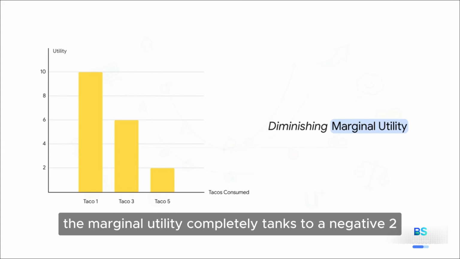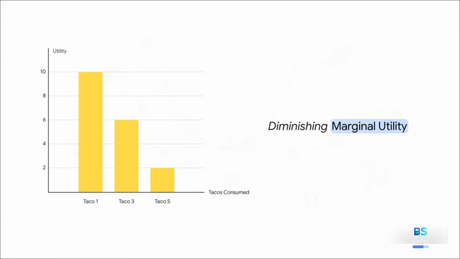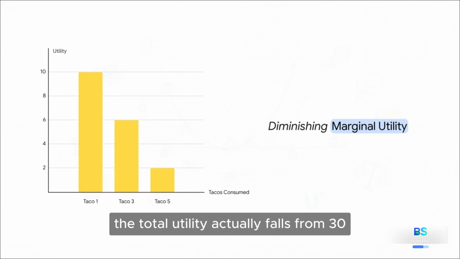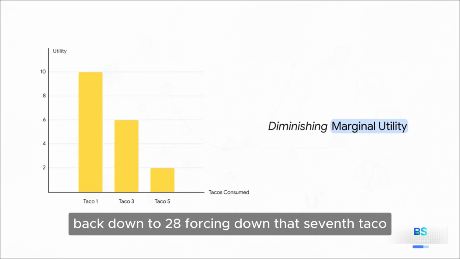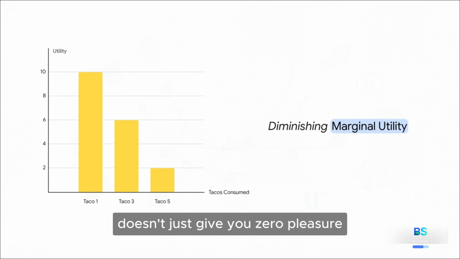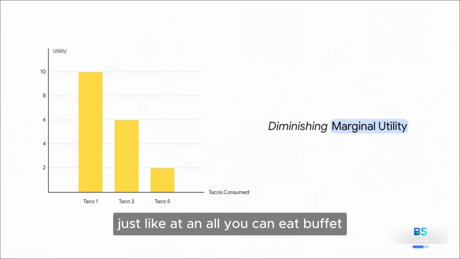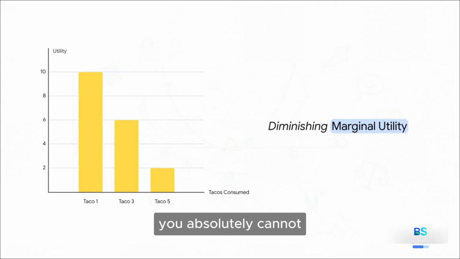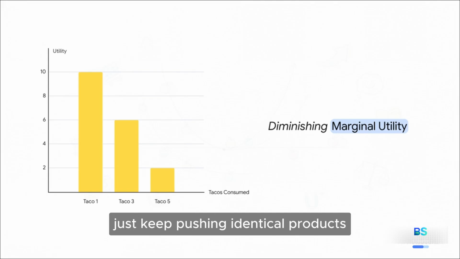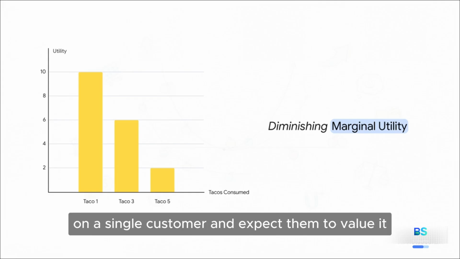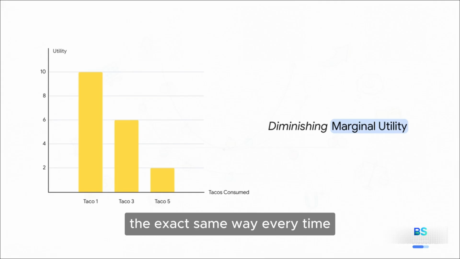Just look at how the marginal utility completely tanks to a -2 by the time we hit the 7th taco. The total utility actually falls from 30 back down to 28. Forcing down that 7th taco doesn't just give you 0 pleasure, it actively makes you feel worse. It's a pretty funny reminder that in economics, just like at an all-you-can-eat buffet, overeating completely ruins the vibe. For us in business, this proves you absolutely cannot just keep pushing identical products on a single customer and expect them to value it the exact same way every time.